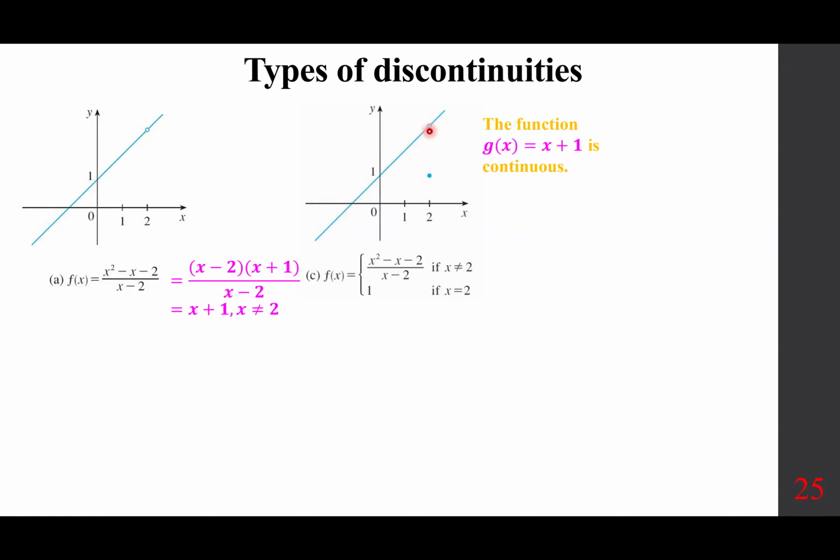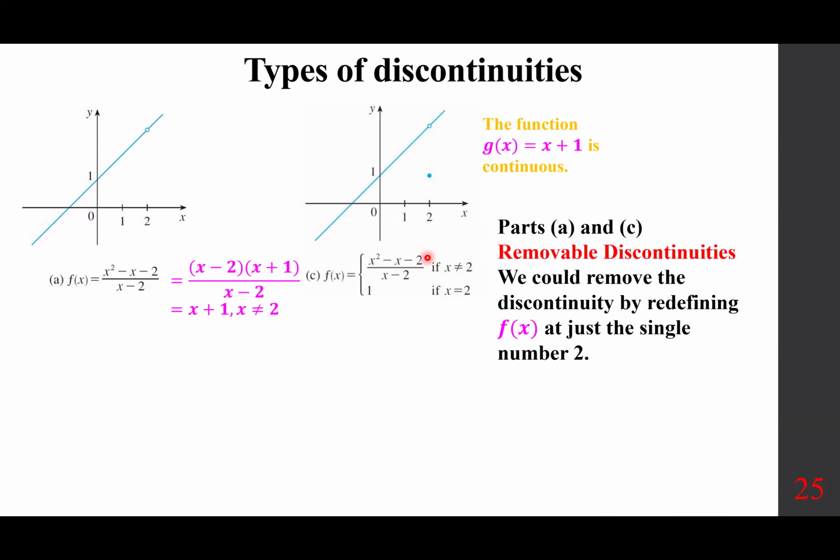So the difference between this function and this function is that this one is a line with no holes. This one is a line with a hole. This one also has a functional value defined at 1. In other words, this one has coordinates 2, 1. So this is called a removable discontinuity. Parts A and C, removable discontinuities. We could remove the discontinuity by redefining f of x at just the single point number 2.